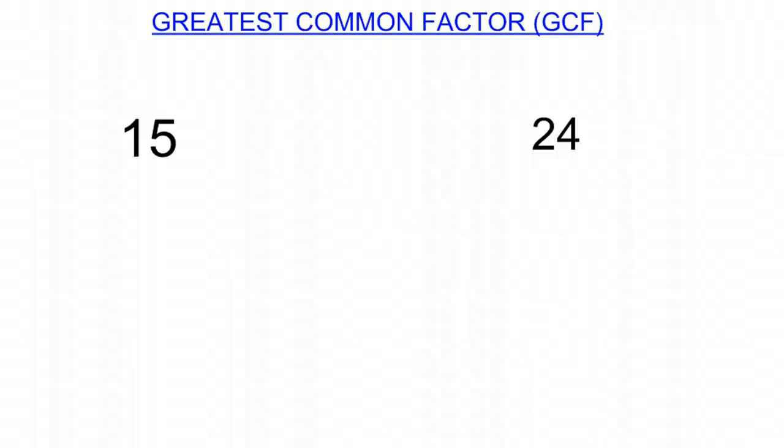This screencast shows you how to find the greatest common factor of two numbers. So what we want to do first is break it down into prime factors. So 15 is actually 3 times 5. Those are both prime, so we're done.